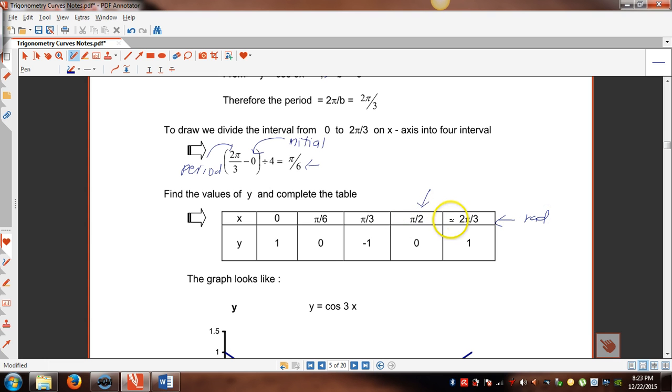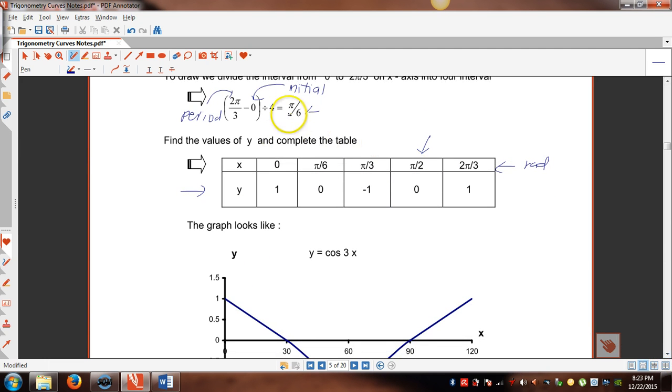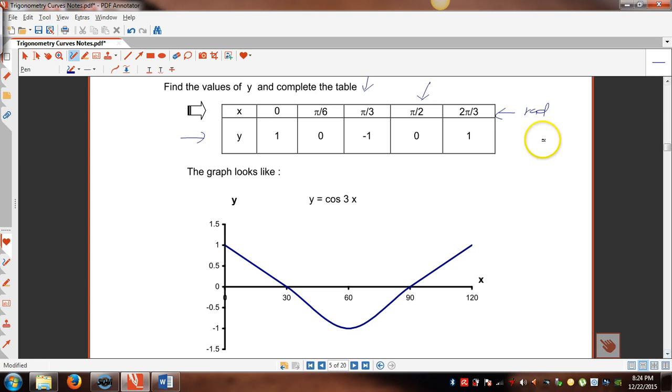So please change your calculator setting into radian. We have x equal to 0, pi over 6, pi over 3, pi over 2 and 2 pi over 3. Then we calculate on the calculator, where y equals cos 3x, and we get 0, 1, 0, negative 1, 0, and 1. After you construct the table, we can sketch the graph based on the points here.